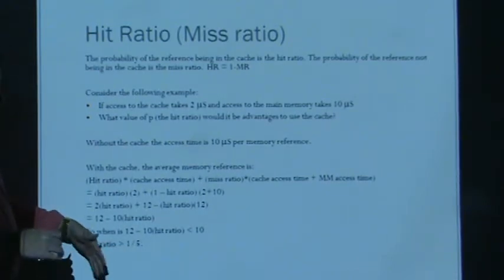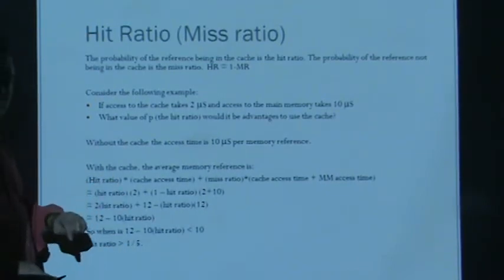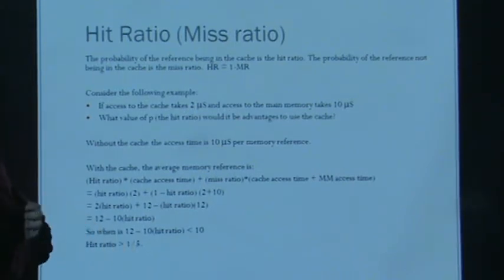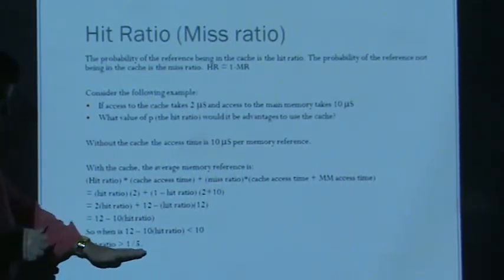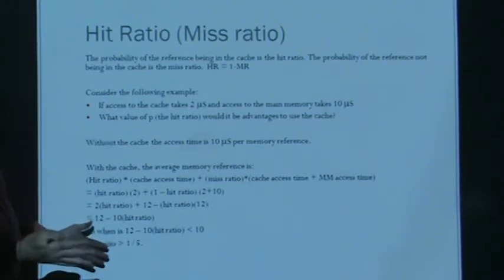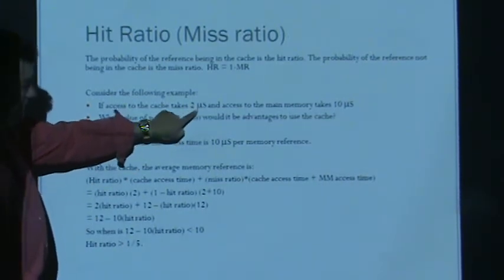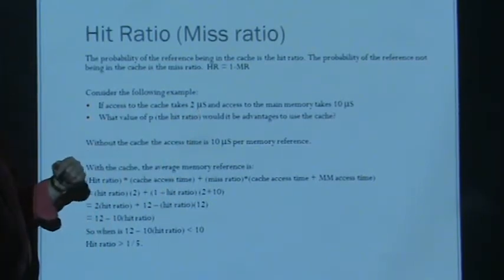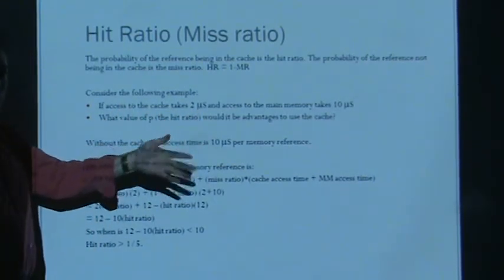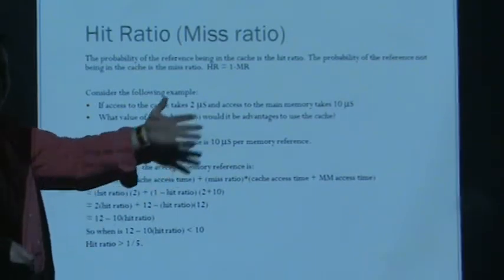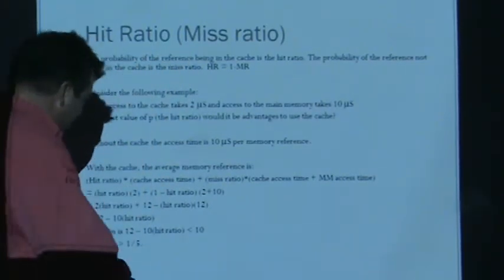If, say, 50% of the time what we're looking for is in the cache, then it would make sense to use the cache. If what we're looking for is only there 10% of the time, that would mean 10% of the time we're taking 2 nanoseconds and 90% of the time we're taking 12. We'd be better off getting rid of the cache and just doing 10 each time.